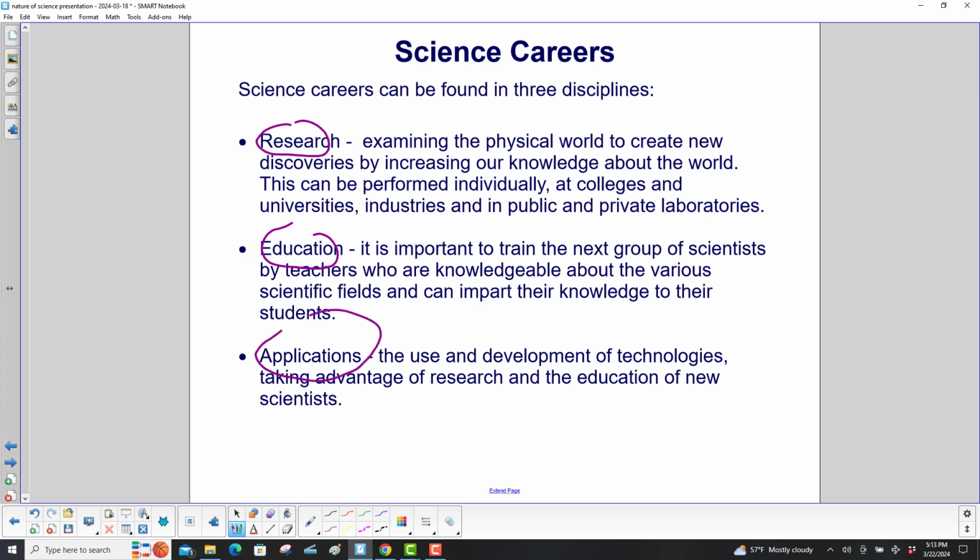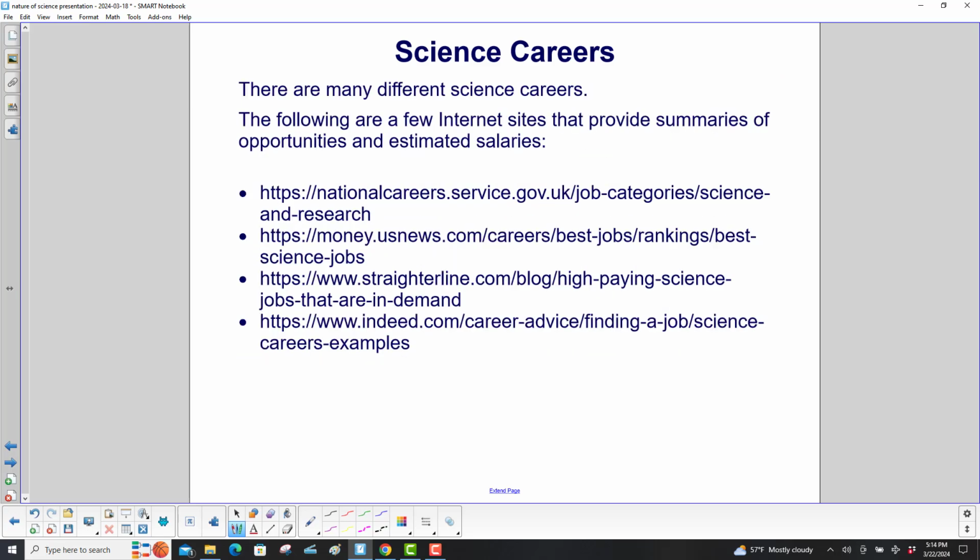Applications. The use and development of technologies taking advantage of the research done over here and the education of new scientists. There are many different science careers. The following are just a few internet sites that provide summaries of opportunities and estimated salaries. And if you'd like, just go ahead and Google science careers on your own to find other sites that you can look at.